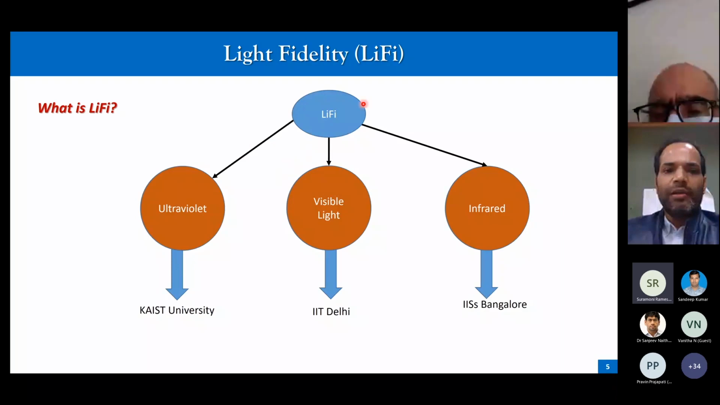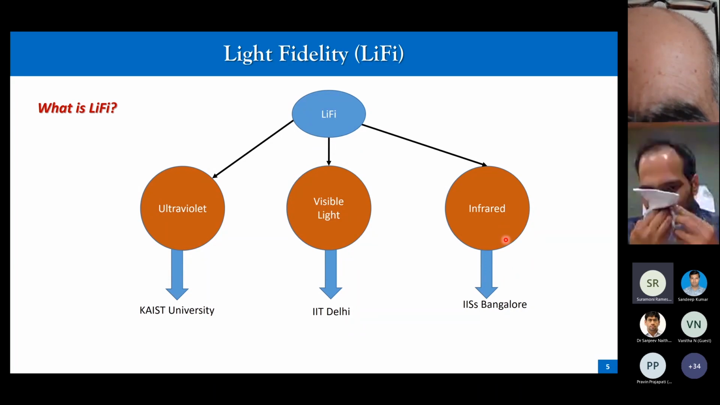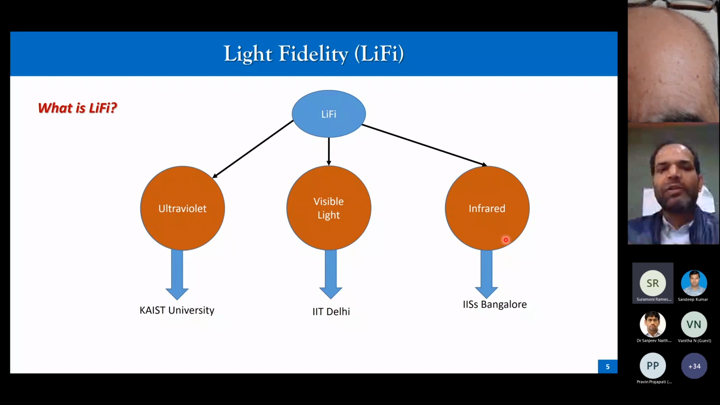So as I have said, Li-Fi means that you can use ultraviolet frequencies for communication. You can go to the KAIST University website and you can see several research papers coming out from that group which focuses on this kind of Li-Fi. For visible light, you can look to our research papers. We are using visible light to establish this Li-Fi communication. If you go to IISc Bangalore, they are focusing on infrared light for communication. So these are examples of the groups which are using different frequencies to enable what is known as Li-Fi.